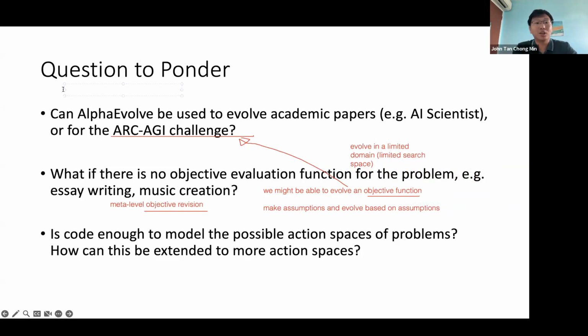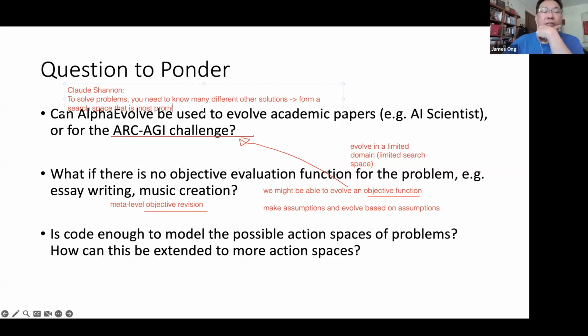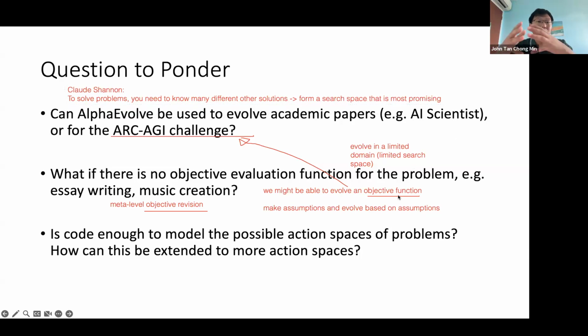There's this quote by Claude Shannon, one of the information theorists. He said, and I might misquote him, but this is the gist of what he means, that to solve problems you need to know many different other solutions. Then you can form a search space that is most promising. Yes, agree. So this idea corresponds quite well with what you mean by creating a new objective function that can potentially solve problems better.